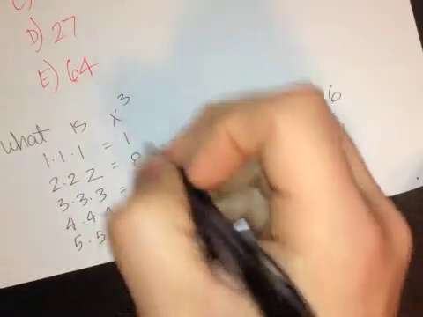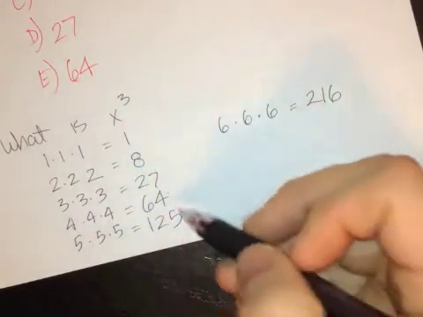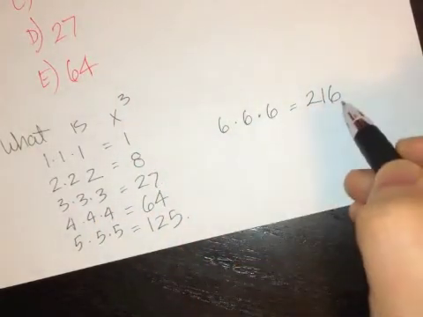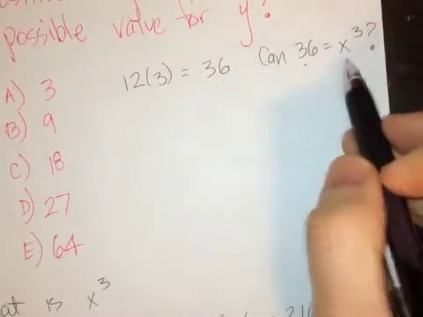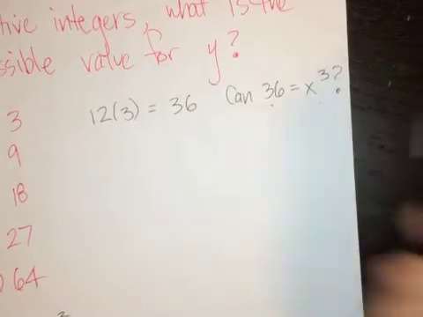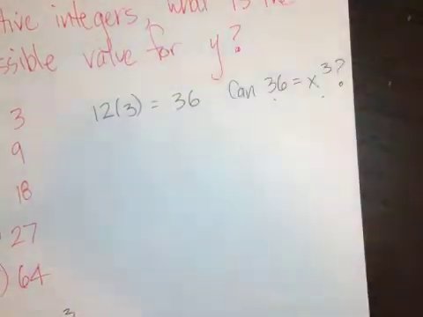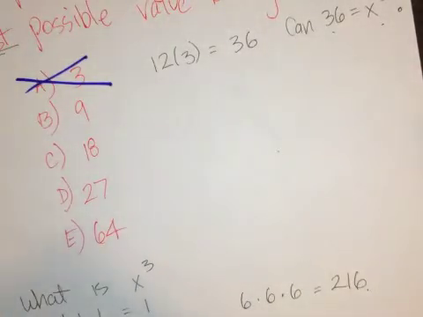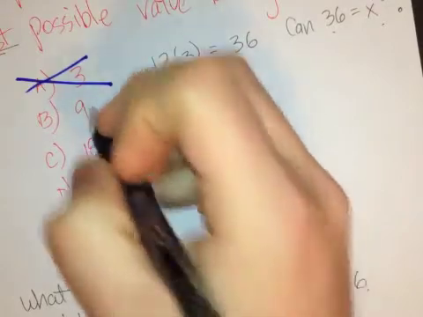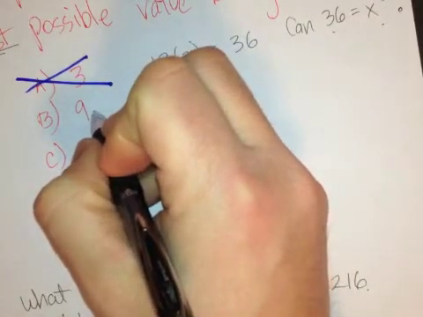Now, looking down this list, 1, 8, 27, 64, 125, 216, is 36 on this list? Can 36 be a perfect cube? No, it can't. So the first thing I can do is cross off 36 as one of my possible answers. Next thing would be to try 9 equal to y.